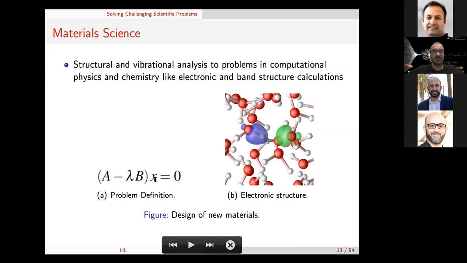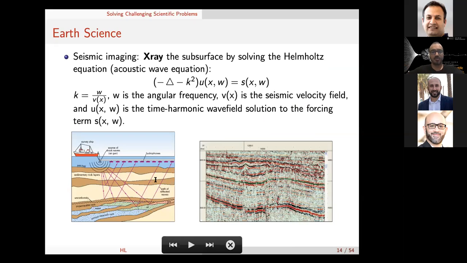We also have a large group of faculty working on seismic imaging in earth science, trying to X-ray the subsurface and find oil, to help extract the oil. And this basically consists in solving this acoustic wave equation.